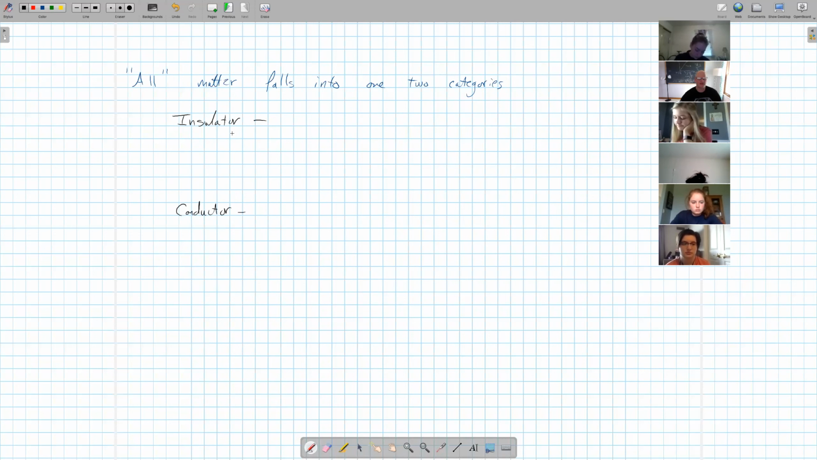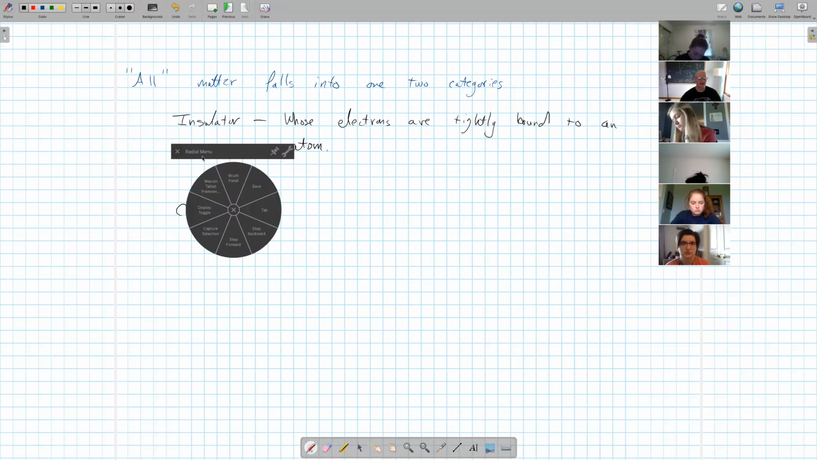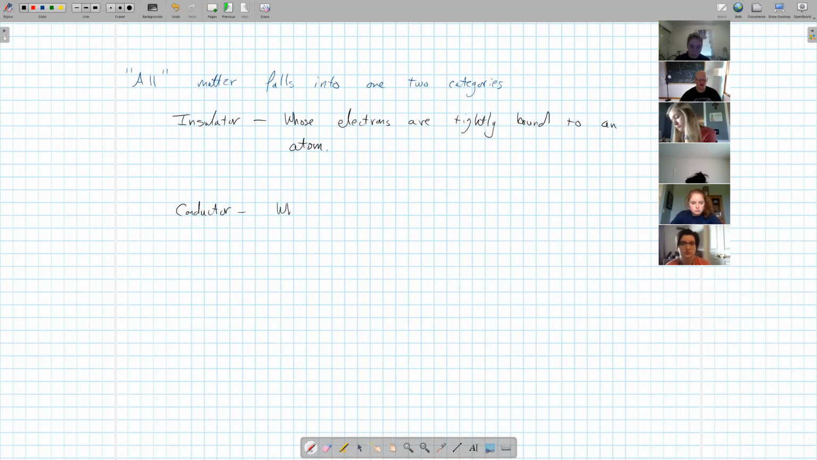Again, we kind of talked about these, but let's talk about them a little bit more in depth. So what's an insulator? An insulator is a material whose electrons are tightly bound to an atom. A conductor is a material whose electrons are loosely bound to an atom.